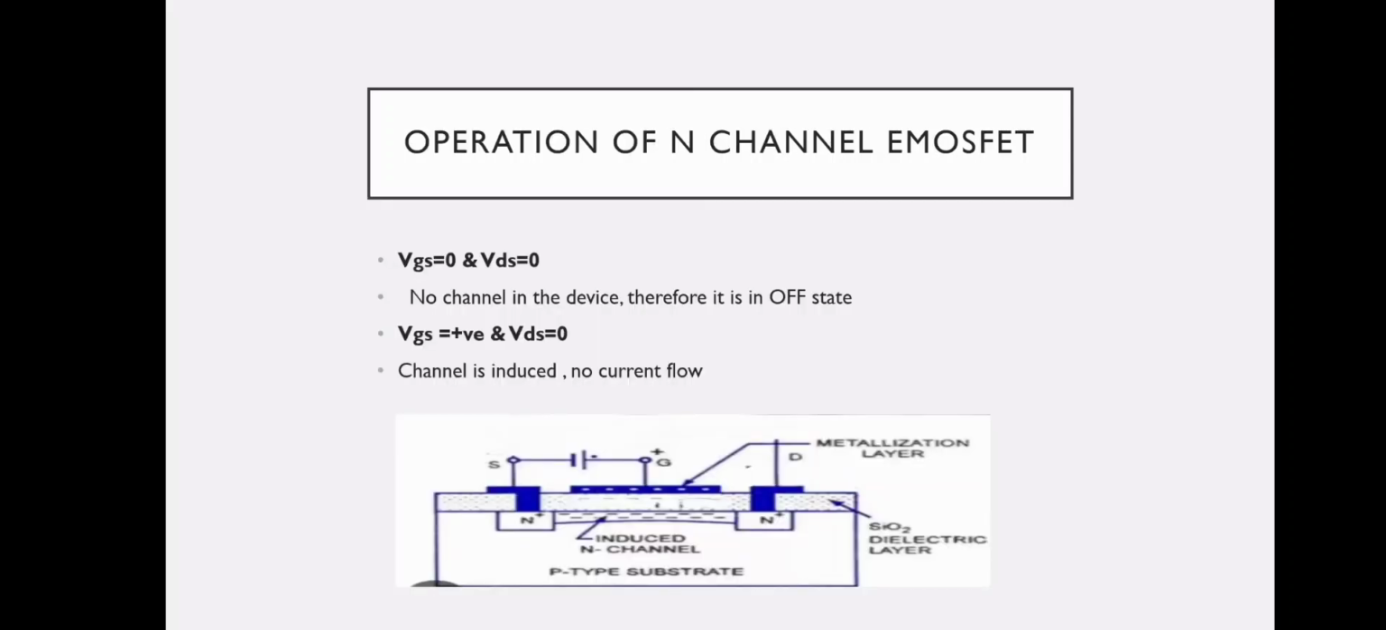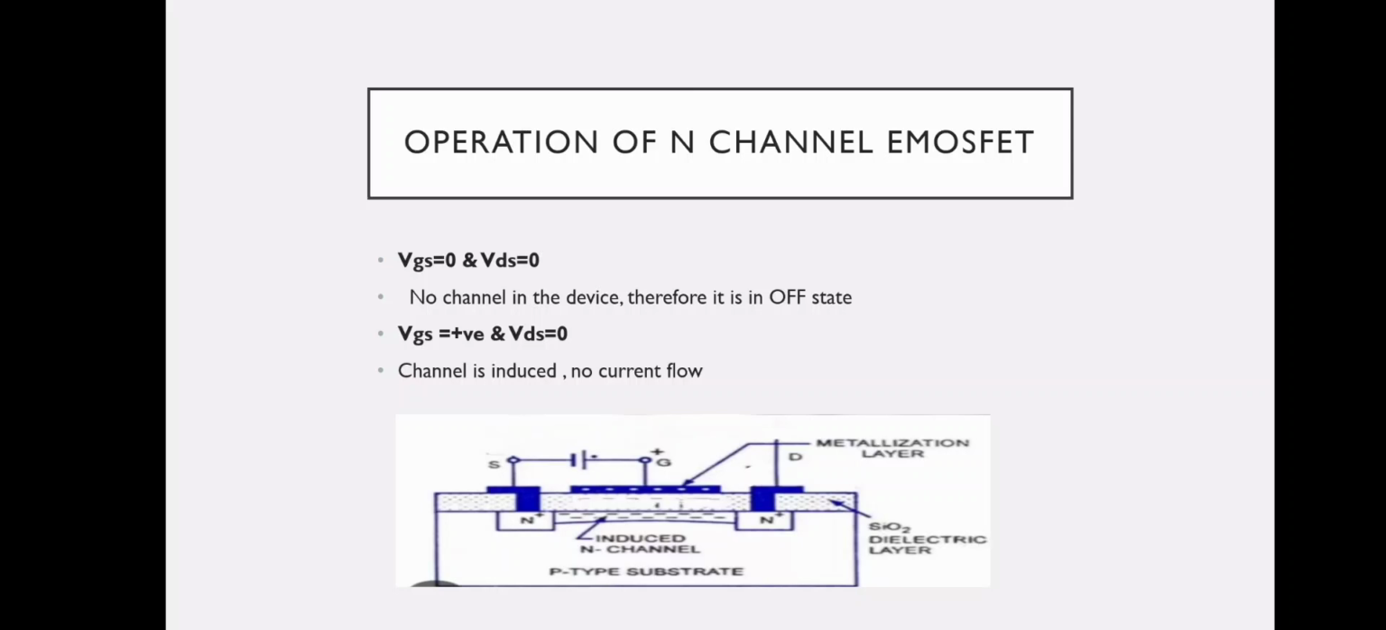Now we move on to the operation modes of the N-channel E MOSFET. As you have seen in the cross section, without any bias, there is no channel in the device. So you can consider it as two back-to-back PN junction diodes with the resistance of the substrate connected in between. There is no gate source voltage and drain source voltage, so the device will be in the off state and can be considered as two back-to-back diodes with a resistance of the substrate in between.